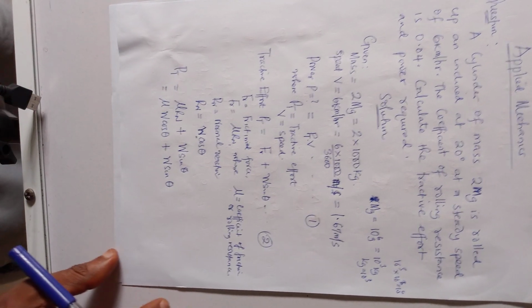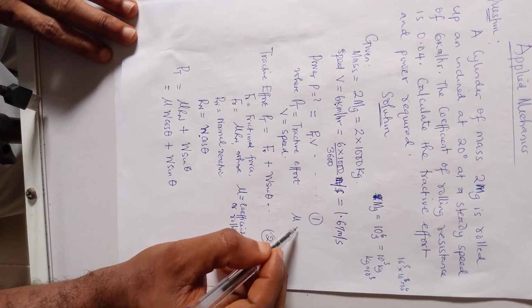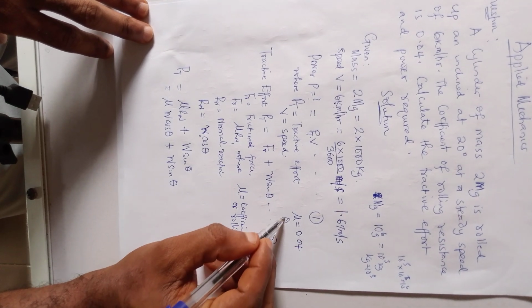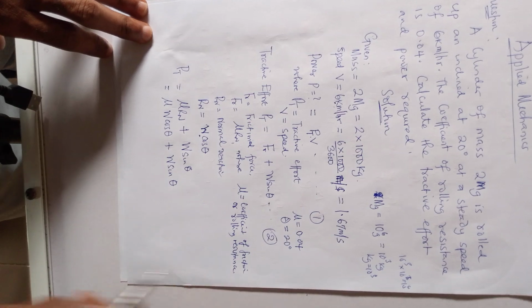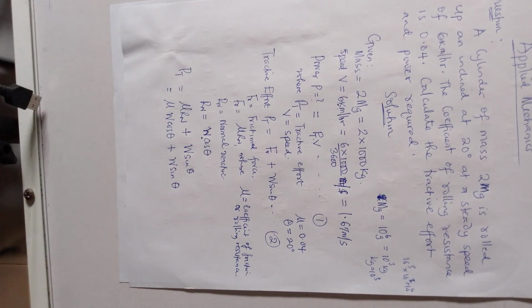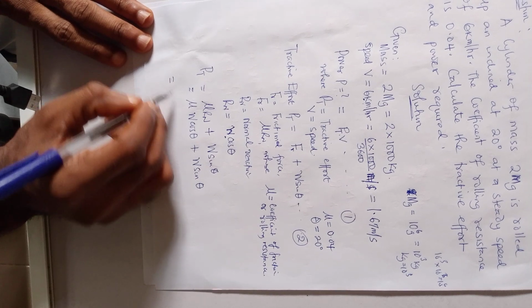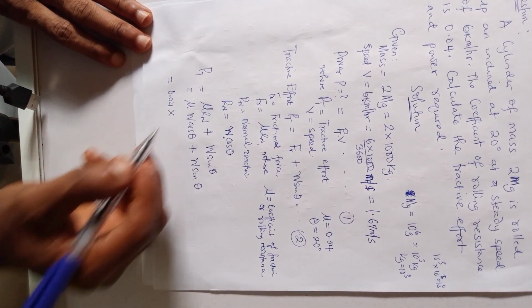So we've been able to establish that, and we know that our mu is, from the question, 0.04, and our theta angle is 20 degrees. So we are going to calculate our tractive effort now. So our mu is 0.04 times our W, the weight.